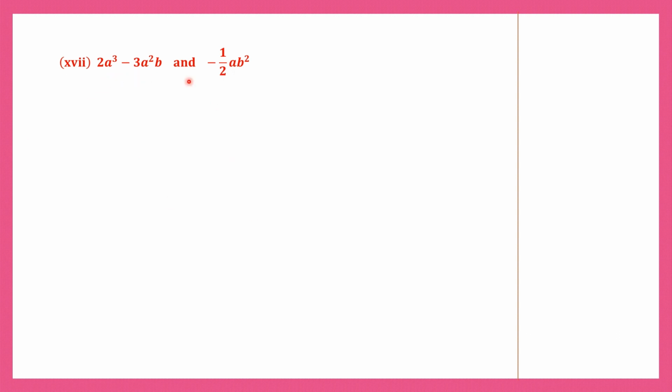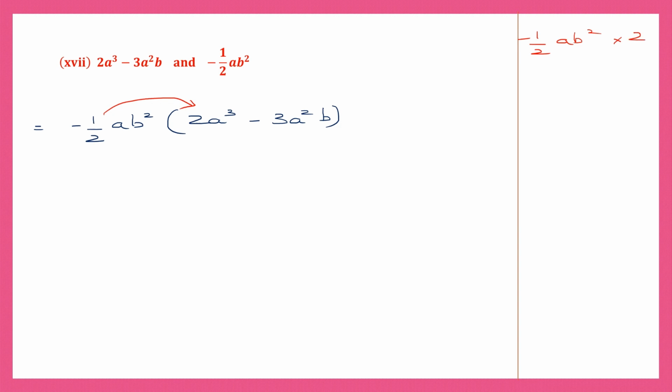As you can see, this is a binomial and this is a monomial. So let's put the monomial first. Minus 1 by 2ab square into 2a to the power of 3 minus 3a square b. So first we're going to multiply this into the first term. Let's write it down. Minus 1 by 2ab square into 2a cube. Now first the numbers, that is minus 1 by 2 into 2. Taking only the numbers, here the 2's will get cancelled. So what is left is only minus 1. So here minus 1.